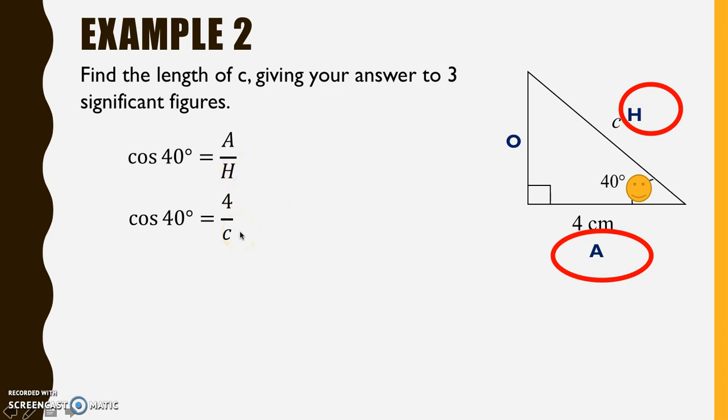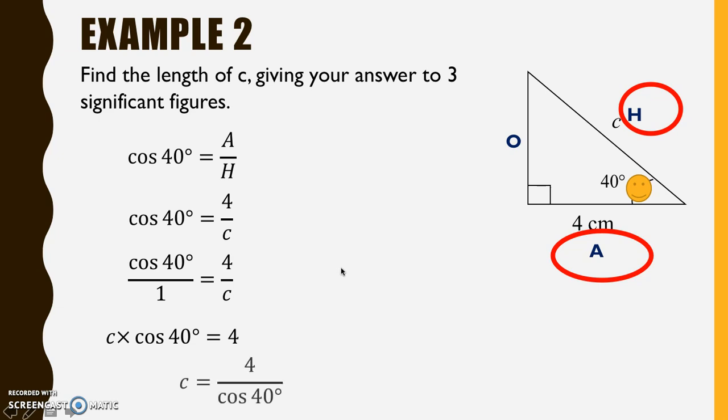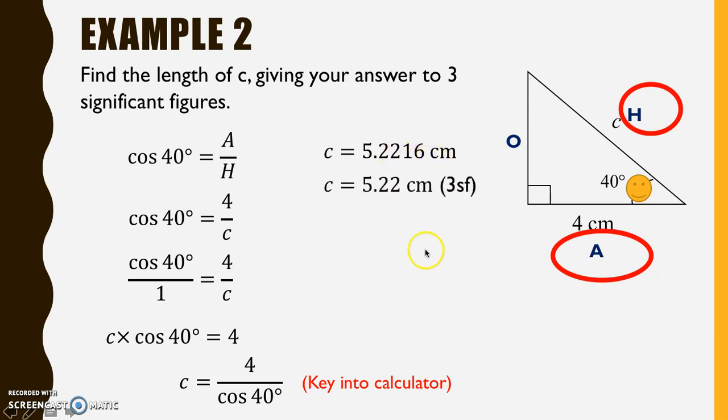Does that make sense? From here, how should I continue? I know that cosine 40 degrees is just a value. I can just change this into a fraction, same thing as what you always do in primary school. From here, I can do cross multiplication to get C times cosine 40 degrees equals 4 times 1, which gives me 4. I should be able to find the value of C simply by dividing both sides by cosine 40 degrees. Key this into your calculator and you'll get C equals 5.2216 centimeters, so C is 5.22 centimeters.